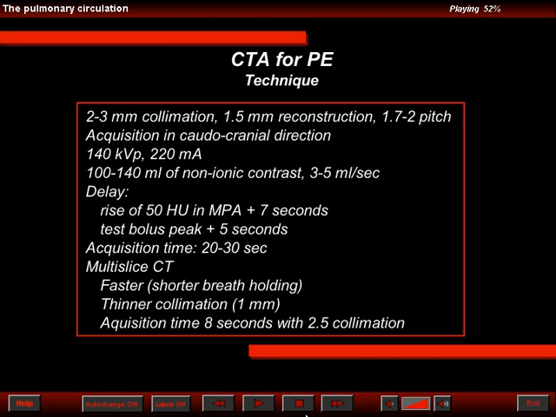There is a delay when we note a rise to 50 Hounsfield units in the main pulmonary artery at 7 seconds. The test bolus peak plus 5 seconds. The acquisition time is 20 to 30 seconds. The multi-slice CT is faster because of a shorter breath holding, a thinner collimation of 1 millimeter, and the acquisition time is 8 seconds with 2.5.